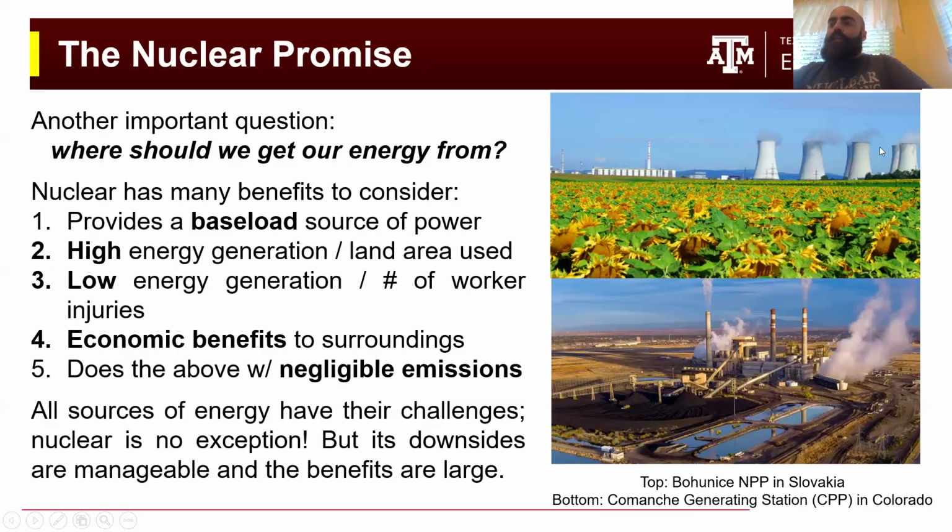So this top plant is a nuclear power plant in Slovakia. The bottom is the Comanche generating station in Colorado, which is a coal plant. If I had to live near one of these, I would very much rather live near the nuclear power plant than the coal power plant, because in normal operation, the only thing that the nuclear power plant is producing is steam. Whereas in a coal power plant, these smokestacks might look the same, but it's not the same. Everything that's coming out of here is based on burning of coal.